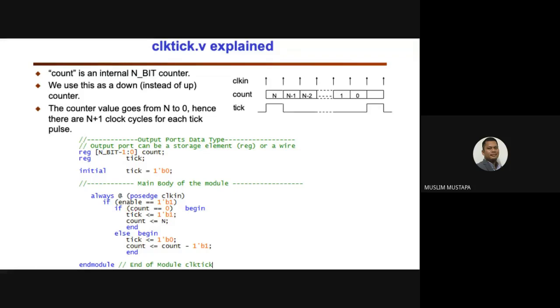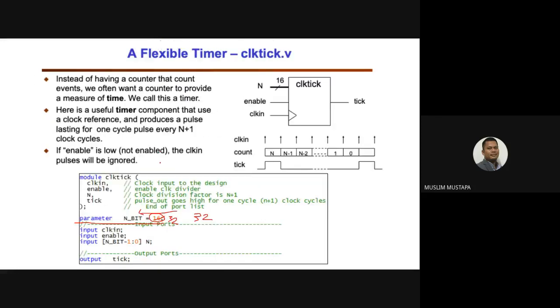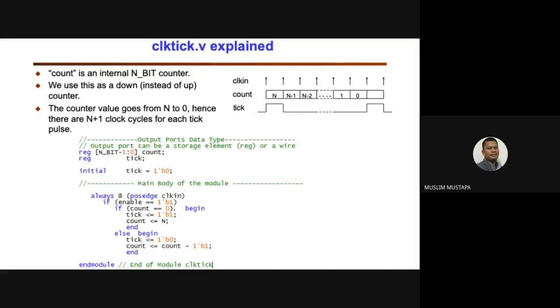If count is equal to 0, at the beginning, count has no value, so at the beginning count of course is going to be 0. If count is equal to 0, then set the tick equal to 1. So this is your output. Wait, sorry. Oh, sorry, I got it wrong. Wait.